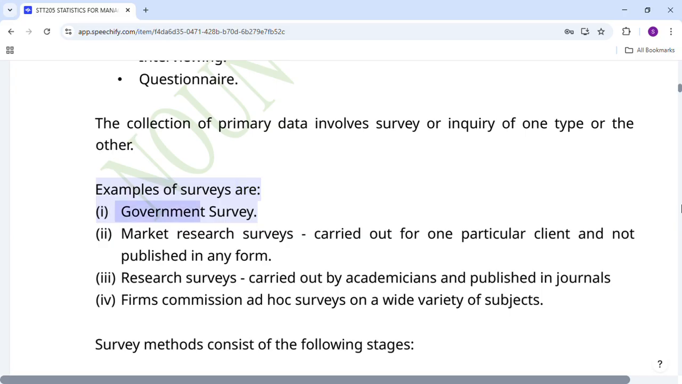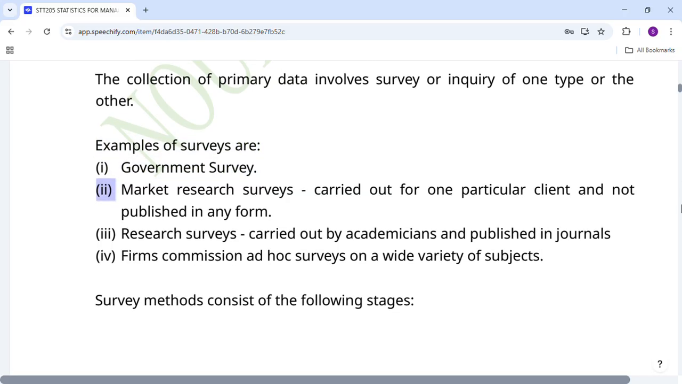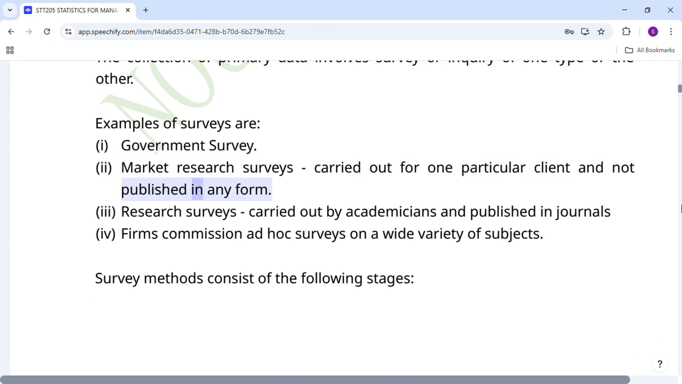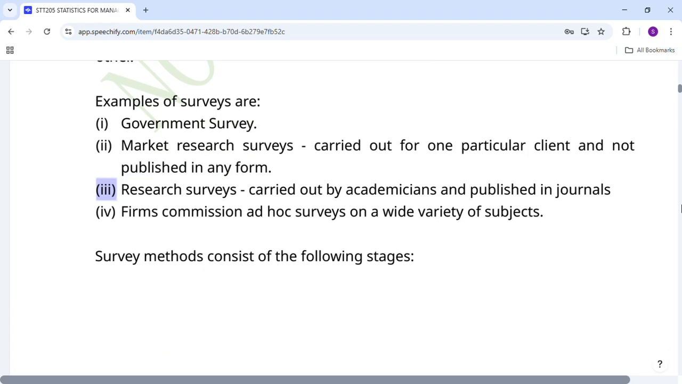1. Government survey. 2. Market research surveys, carried out for one particular client and not published in any form. 3. Research surveys, carried out by academicians and published in journals. 4. Firms commission ad hoc surveys on a wide variety of subjects.